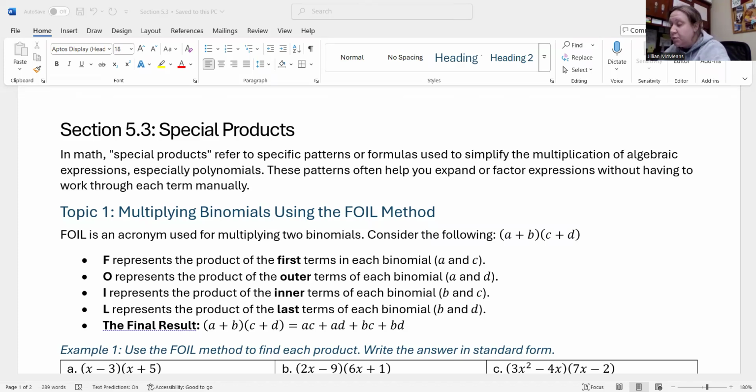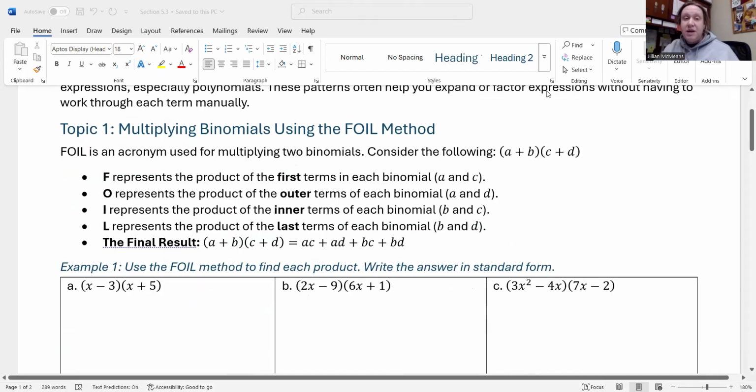But specifically, special products refer to specific patterns or formulas used to simplify multiplication of algebraic expressions, especially polynomials. These patterns often help you expand or factor expressions without having to work through each term manually. And like I said, it's going to come back when we learn how to factor polynomials, which is kind of like we learn how to multiply polynomials and then we learn how to undo that, which is basically called factoring. Okay, so for topic one, we're going to multiply binomials using the FOIL method.